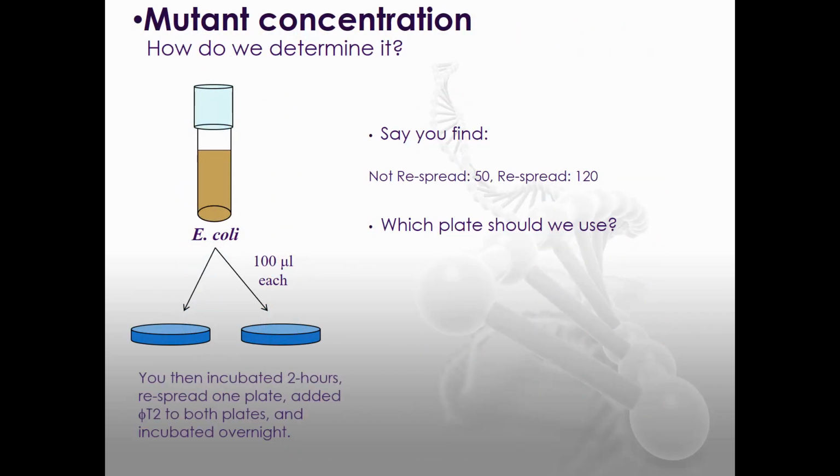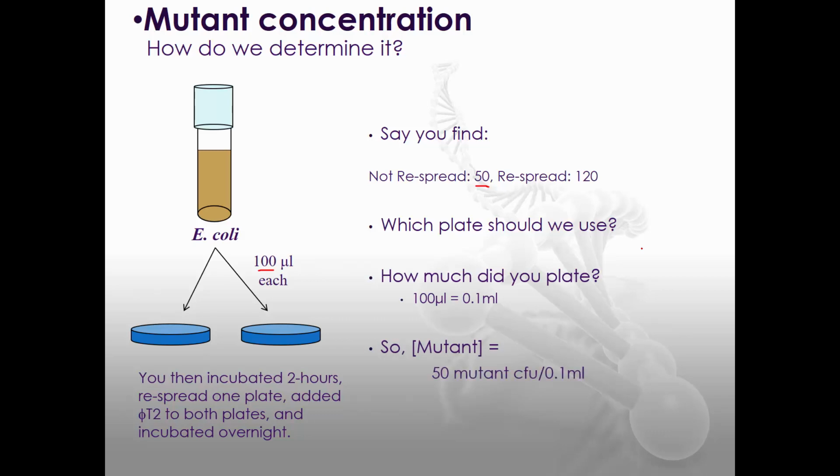Okay, so we know which plate to use now, right? We want to use the not respread plate, not the respread plate, because that was the actual number of original mutants. And we next want to think of, well, how much did we originally use? Well, if we want to use 50 as our number of mutants, we know how much we plated, 100 microliters, then the calculation is pretty simple.